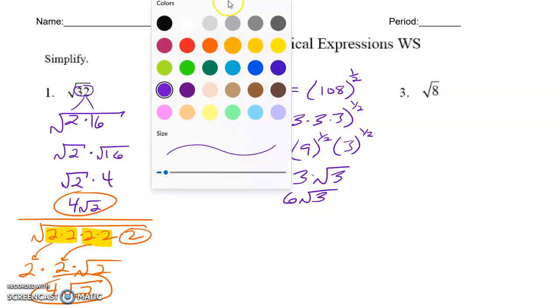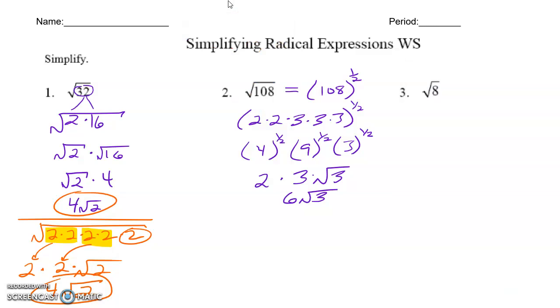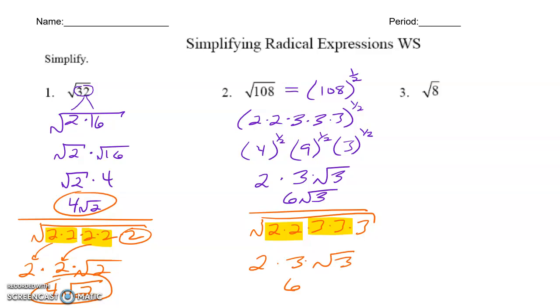Now I'll do the other solution strategy, which was to pull all of the factors out, right? So if I had the square root of 2 times 2 times 3 times 3 times 3, I can grab the pairs and leave my lonely ones inside, and this becomes 2 times 3 times root 3, and again it's 6 root 3. Notice there's 2 factors of 2 inside. Only one gets to come outside because of the 1/2 power, right?